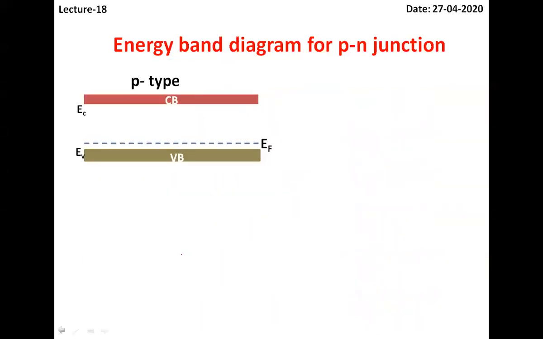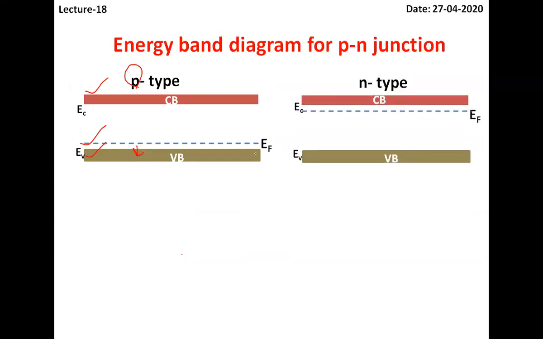We have already seen, while discussing the basics of semiconductors, that the energy band diagram for p-type material will be like this. There will be a conduction band, a valence band and a Fermi energy level. The position of the Fermi energy level in p-type material will be near the valence band. This is what we have seen.